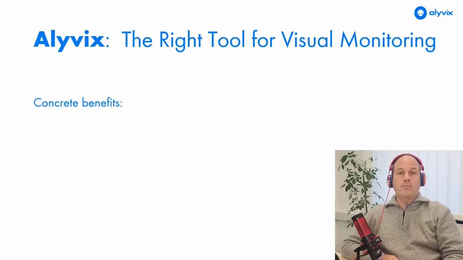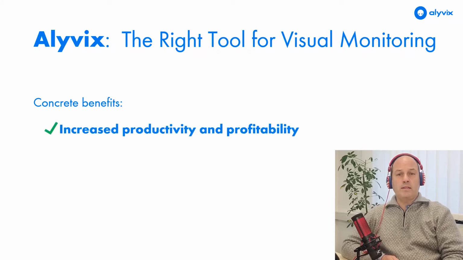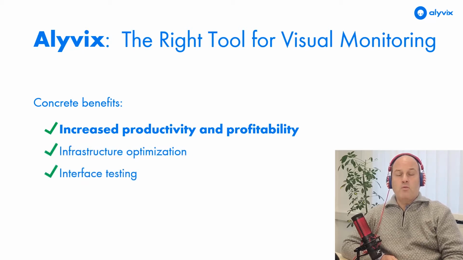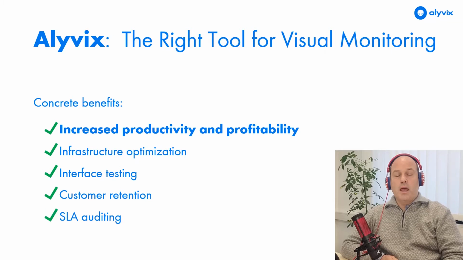Beyond increases in productivity and profitability because your end users won't have to wait to continue their work, Alyvix can also help you optimize your infrastructure by seeing slowdown trends, testing changes to interfaces in real time, retaining multi-tenant customers who depend on your infrastructure, and allowing you to audit your SLAs. No more excuses like they said response time would be under a second. You'll have proof if it was significantly worse.